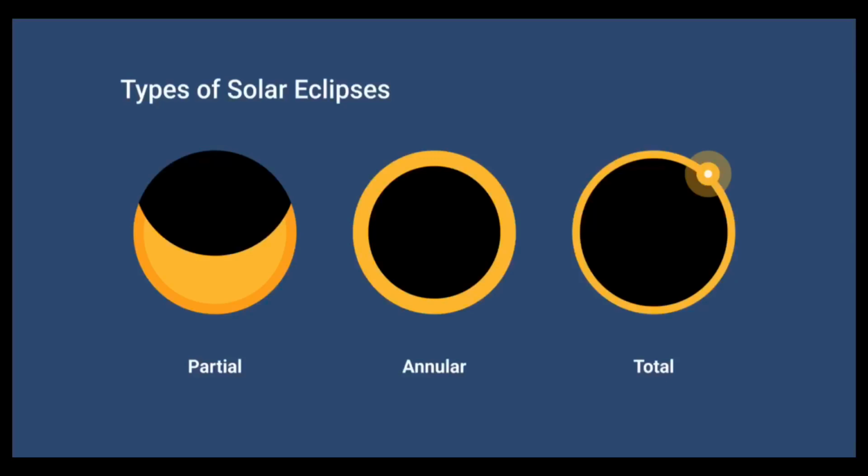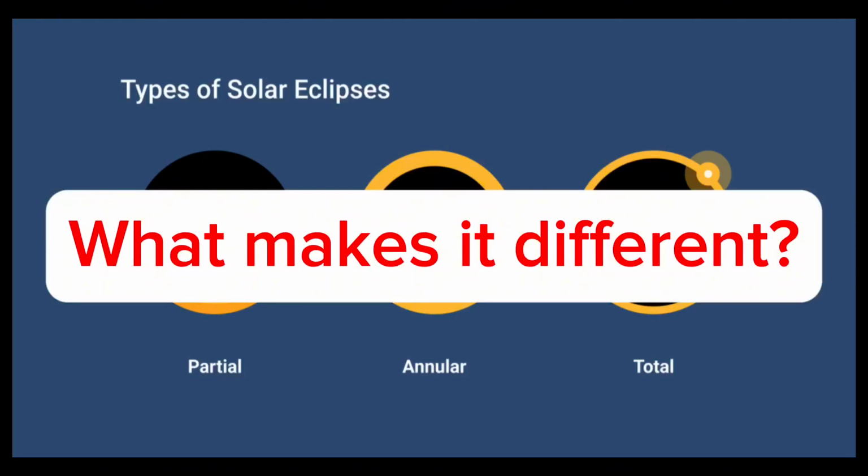Let's get into the types of solar eclipses. So there are partial, annular, and total solar eclipses. Annular is the one that we're going to be focusing on because that's the one that's coming up very, very soon. You're probably wondering what makes it different, right? Why is an annular solar eclipse so much cooler than the other ones?